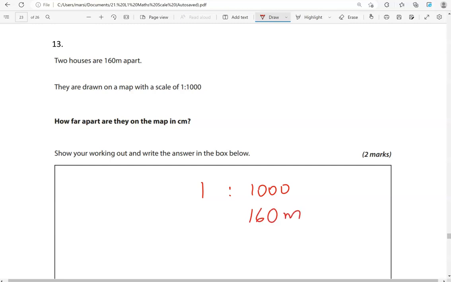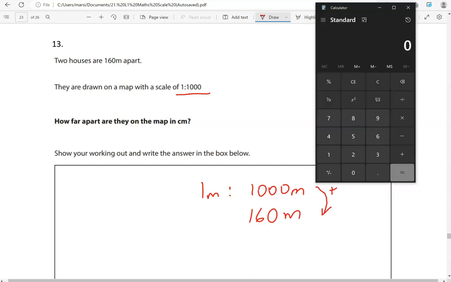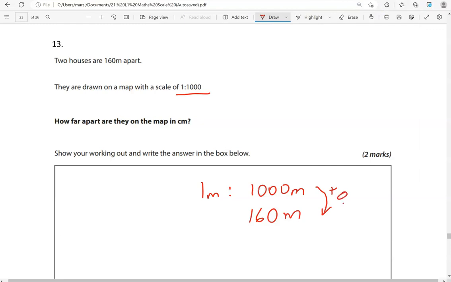160 meters. So I'm going to put meters here as well, because if we use meters for one of them, I'm going to use meters for the other one as well, because the scale doesn't have any units. So this must be meters as well. So how do we get from 1000 to 160? So what we're going to do is 160 divided by 1000, which is 0.16. So 1000 times 0.16 gives us 160 meters.